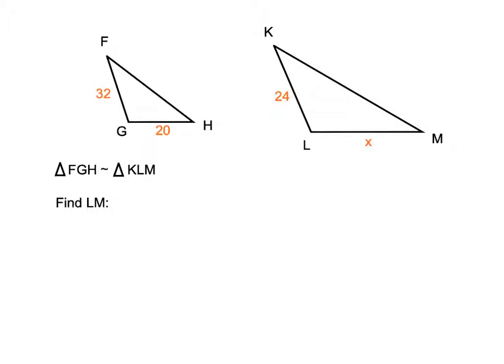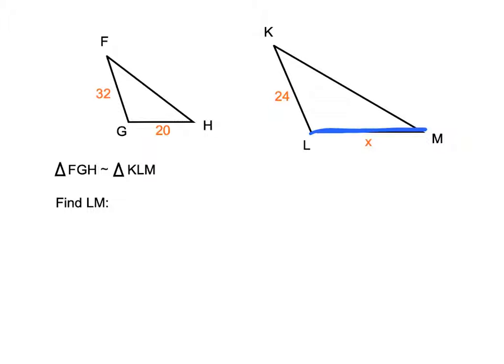And here's an example of what I mean. We are told that triangle FGH is similar to triangle KLM. So I'll point on the figures that FGH is similar to KLM. And so because of the way it is written, F and K are corresponding vertices, and G and L are corresponding vertices, so those go together. So when they ask you to find LM, they're asking you to find this side. In this case, they're asking you to find X.